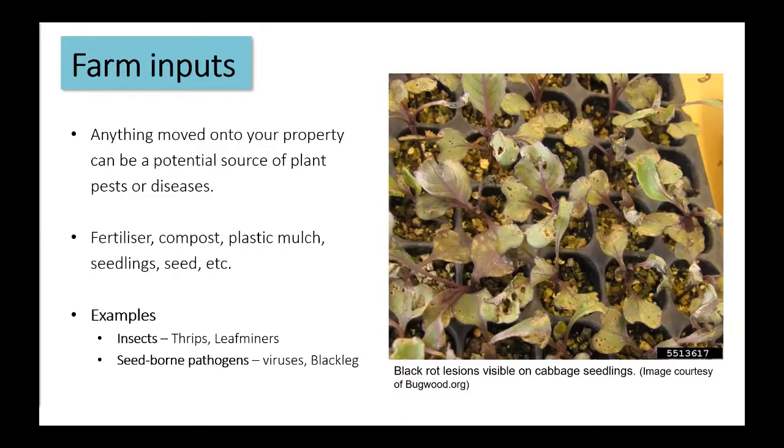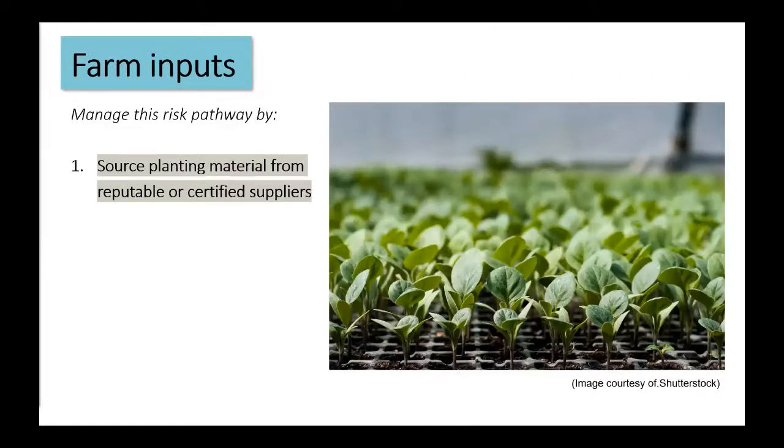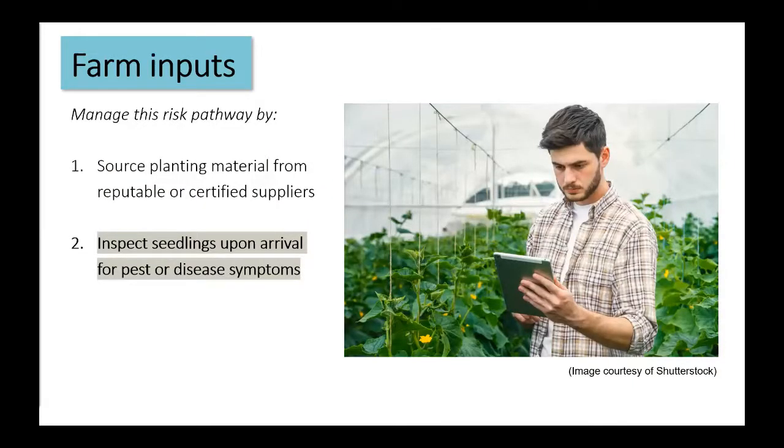Often these seeds and seedlings won't actually show any disease symptoms until the environment is suitable for the disease. So it's really important to manage this pathway when buying new plants or any propagation material. Make sure you're sourcing those planting materials from a reputable or certified supplier. And when receiving the farm inputs, if you can, try and inspect a sample upon arrival for the presence of any insect feeding or disease symptoms, anything suspicious. And if you can, isolate that plant material away from healthy plants or your production areas just to confirm that they are pest and disease free. That's going to significantly reduce the risks of this pathway.